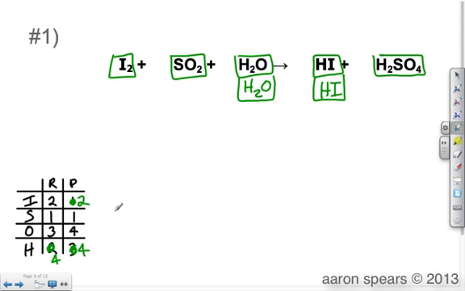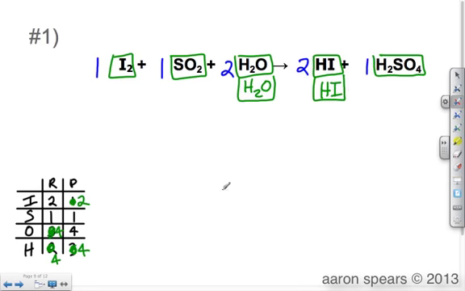So if I count up the total number of oxygen atoms on the reactant side, I now have 4. And it just so happens that that now balances with the product side. And as I scan over my list, all elements are balanced from one side to the other. And so all I need to do now is count up the boxes to get my coefficients. 1 box of iodine molecule, 1 box of sulfur dioxide, 2 boxes of water, 2 boxes of hydroiodic acid, and 1 box of sulfuric acid.